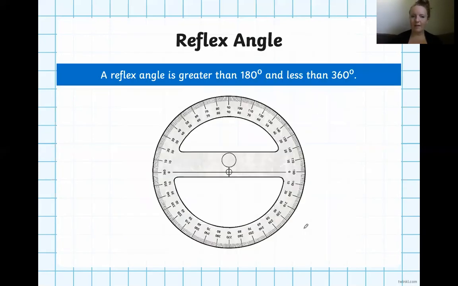A reflex angle is an angle greater than 180 and less than 360. So here we can see that it's greater than 180 because it's come all the way around this way. It's gone past the 180 mark and we have a bit more, but it's still less than 360 because we haven't made the whole thing yet. We haven't made the whole 360.